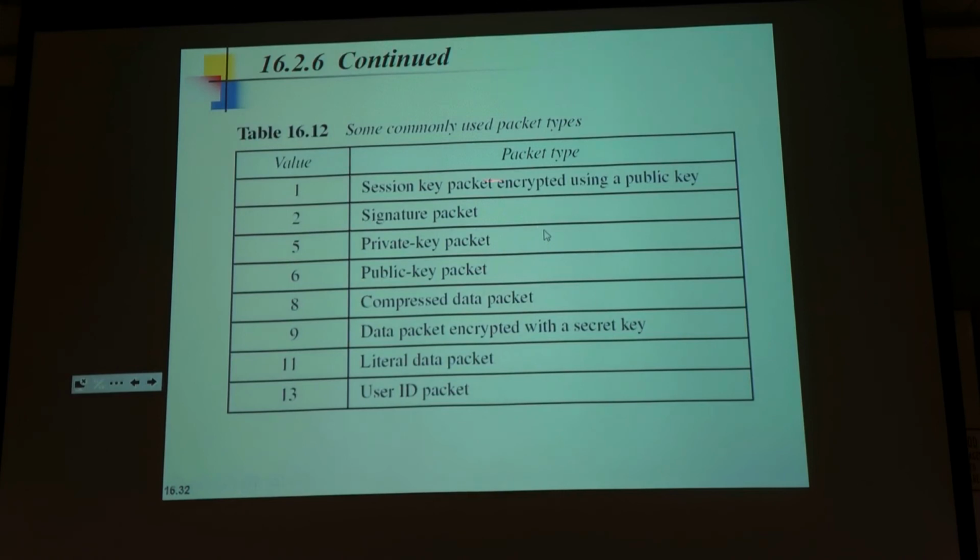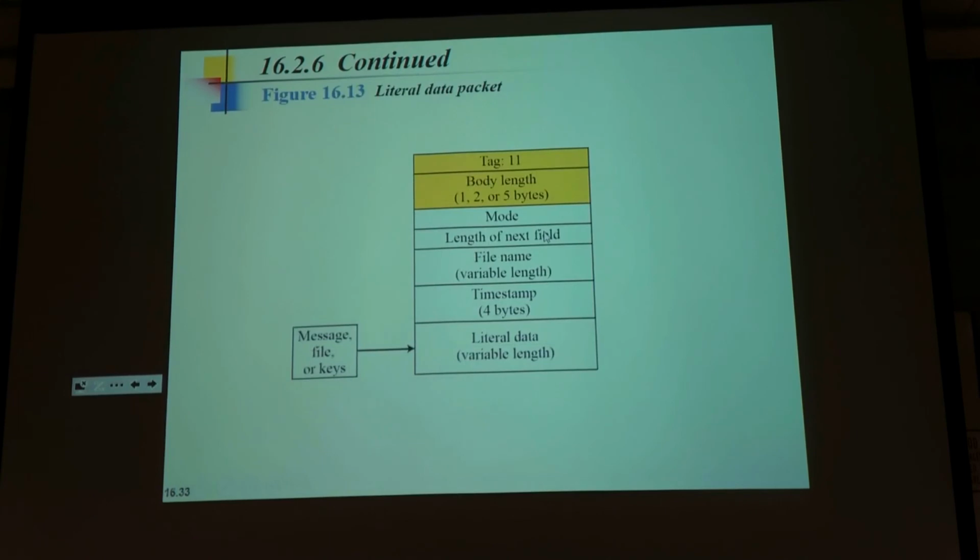So the packet types: number 1 is a session key packet encrypted using public key, or number 2 is a signature packet, or number 5 is a private key packet. So there are many different types of packets.